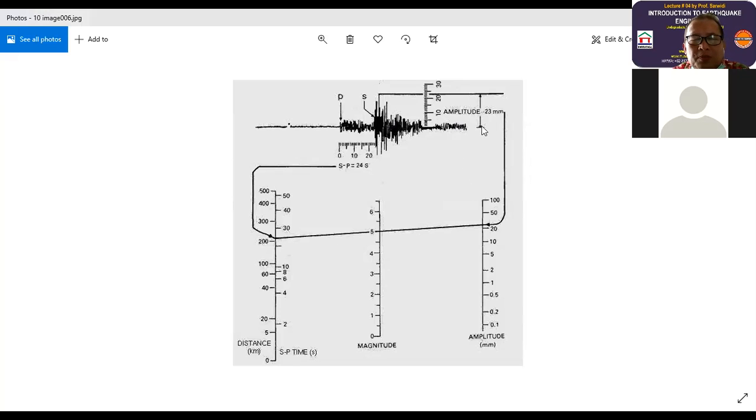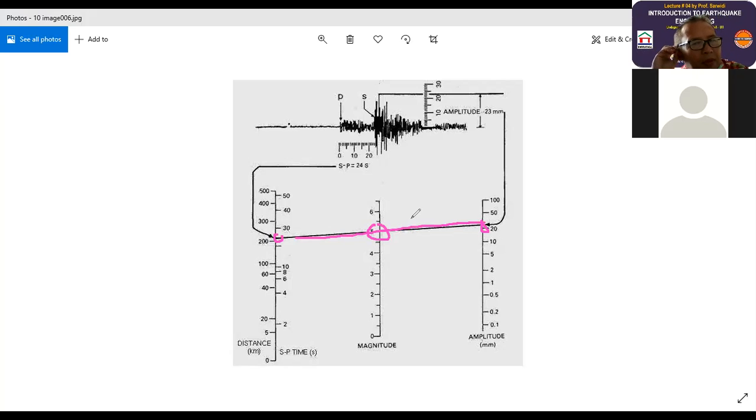Okay, and then here they put the amplitude. For example, they measure about 23 millimeters, and we put 23 millimeters here on the amplitude scale. As this is about 24 seconds, this equals 210 kilometers distance, and if we connect them to each other, we have a magnitude of 5. We call this the Richter nomogram.